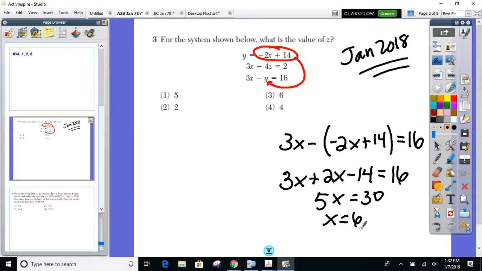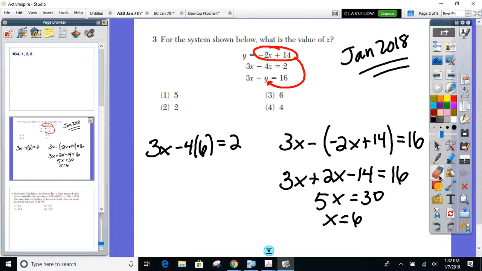Keep trucking. What do I do with that 6 now? Plug it into the second equation. 3x minus 4 times 6 equals 2. I did something wrong. Yeah, calm down. No excuses. Messed that one up.